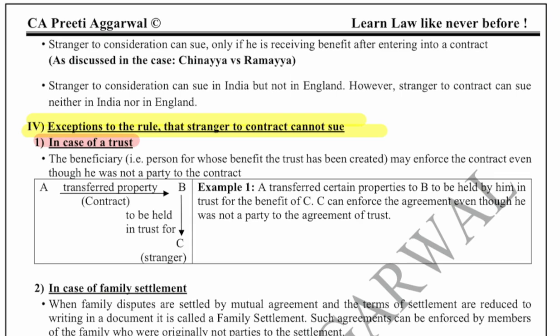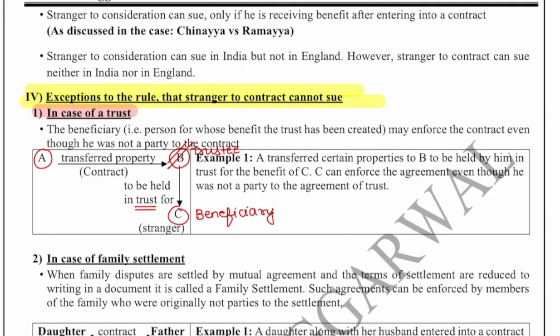Now let's say that A has transferred certain property to be held by B in trust for C. So he's saying that I am giving you some money, please keep it in trust for C. So B is going to keep it as a trustee, and C over here is the beneficiary. What if B fails to pay that money to C? Can C file a case?